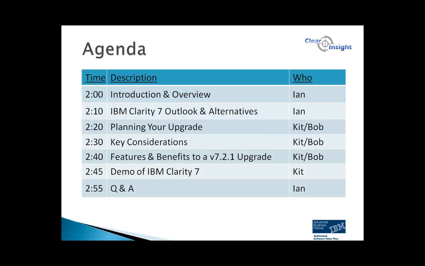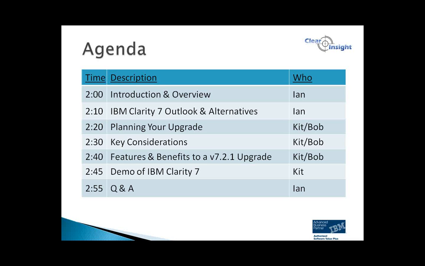As we communicated to you in the invitation that you received, the reason each of you has joined us today is what we have on the agenda. So this is what we hope to cover, more or less within these time frames. We'll give a minute or two further in an introduction and an overview. Then I will walk you through the Clarity 7 outlook, the versions, where we're at with IBM, and what versions are coming out. A quick slide on the alternatives, but that will be covered in depth in another webinar.